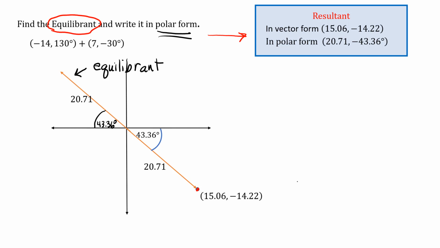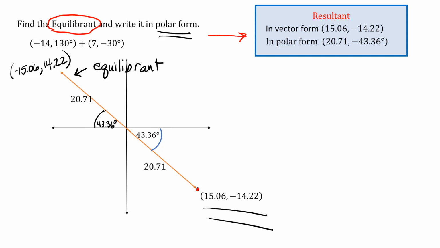If you were to write it in vector form like this, you would just change the signs on x and y because now you're in the second quadrant, so x is negative and y is positive. So it would be negative 15.06, positive 14.22 if you're going to write it in vector form.